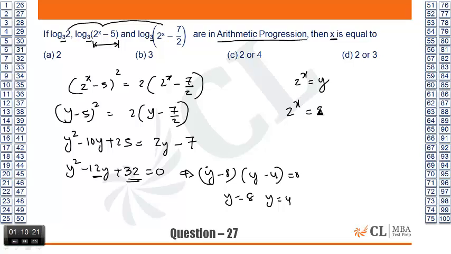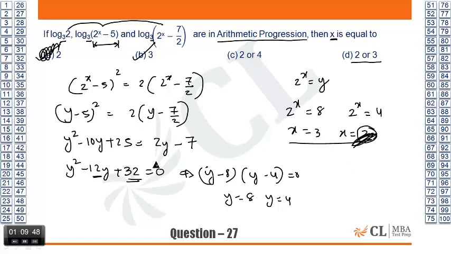So 2 raised to x can be equal to 8 or 2 raised to x can be equal to 4. X can be equal to 3, x can be equal to 2. But always be careful. This is a standard trap. So you just have to check x equal to 2. When I put x equal to 2, this becomes 2 raised to 2, which is equal to 4. 4 minus 5 is negative. So after doing all this, you end up marking that 2 can't be the answer.